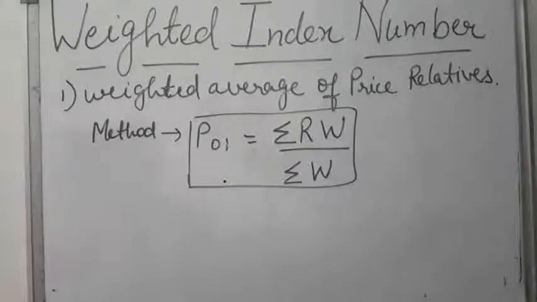In this, weights are assigned to all items or commodities, and these weights indicate the relative importance of items or commodities in the calculation of an index number. Weighted index numbers can be constructed by two methods. First is the weighted average of price relative method, and second one is the weighted aggregative method. First of all we are doing the weighted average of price relative method.